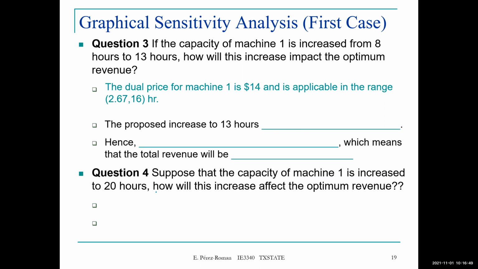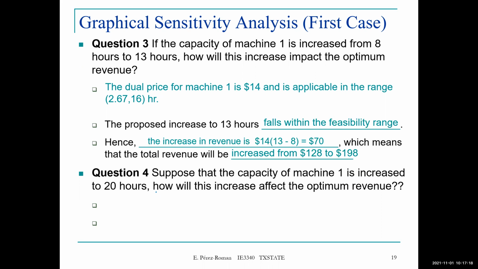We know that the optimal solution will not change as long as that point is moving between 2.67 and 16 hours. So the 13 hours falls within the feasibility range. Hence, the increase of revenue is $14 times the difference, which is 5 hours. So that will increase your profit by $70, which means that the total revenue will increase from $128 to $198.